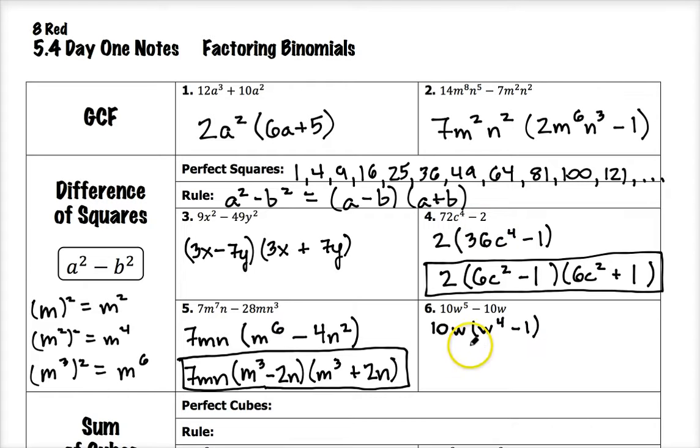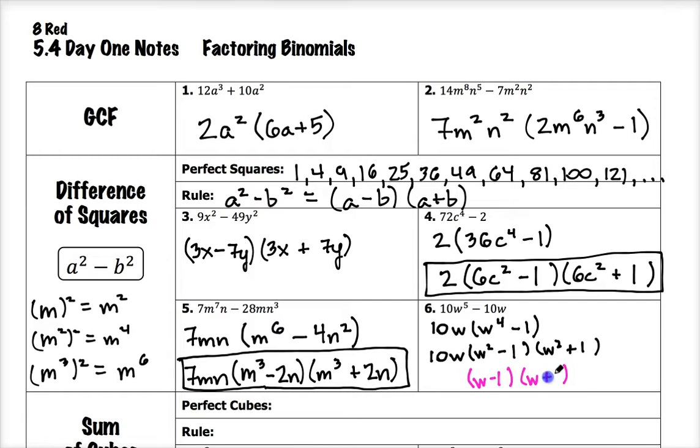W to the fourth minus 1 is a difference of squares. W squared times itself gives you w to the fourth, so that's the first term here and here. And then 1 times 1 will give you 1, so you have a w squared minus 1 times a w squared plus 1. But then notice that w squared minus 1 is also a difference of squares. You can factor w squared minus 1 into two binomials, w minus 1 times w plus 1.